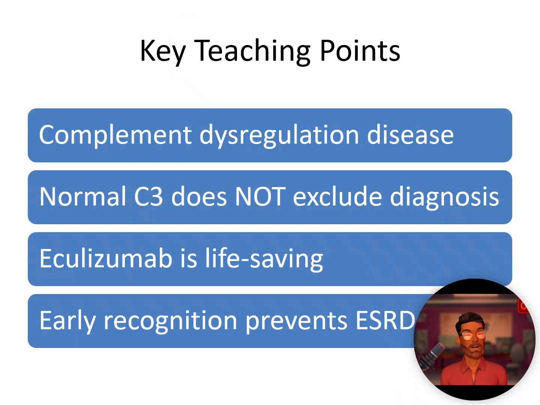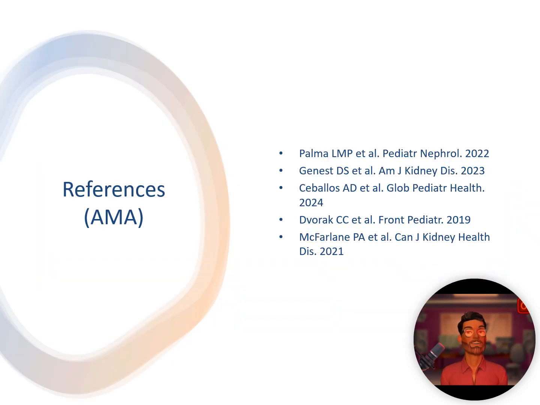Key teaching points. Complement dysregulation is what defines atypical aHUS. Normal C3 does not exclude the diagnosis. Eculizumab is life-saving, and early treatment prevents ESRD. And on this last slide, we have some of the references that are applicable if you'd like a deeper dive on the topic, because who wouldn't?